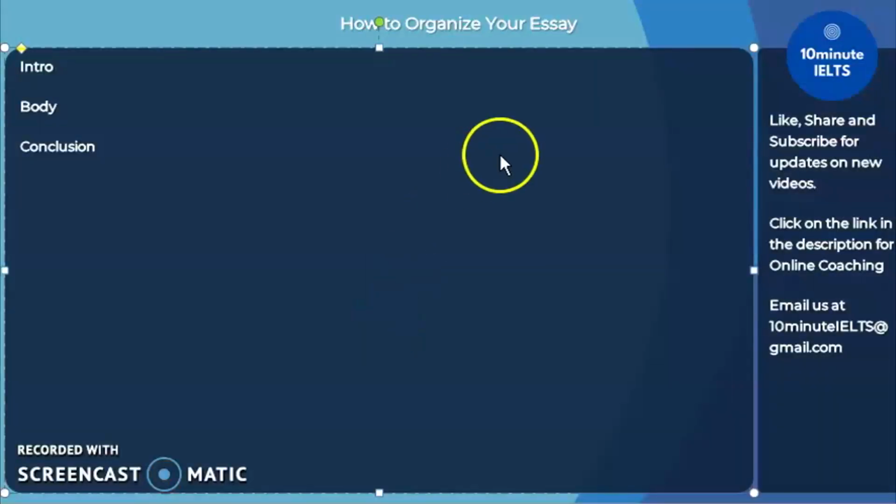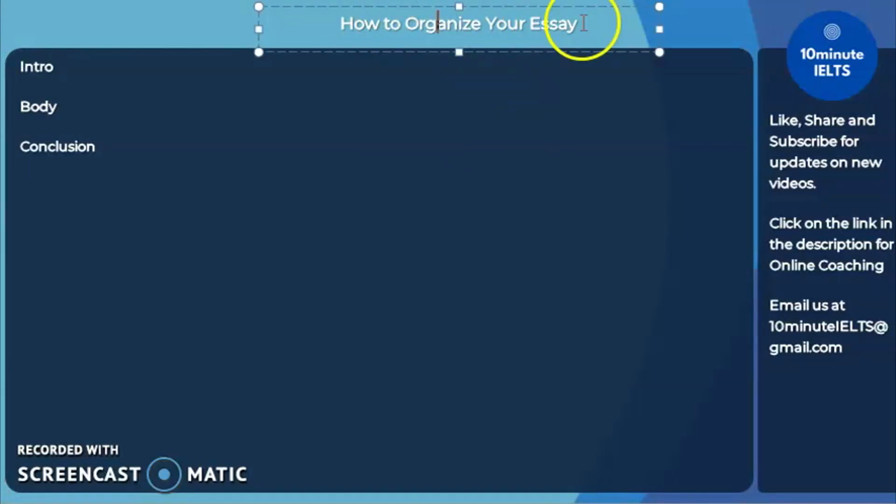Welcome to 10-Minute IELTS. Today, we'll be learning how to organize your essay. Specifically in writing task 2, you should always have an introduction, body or several bodies, and a conclusion. Take note that the number of bodies may vary, but I usually recommend 2 at the most.